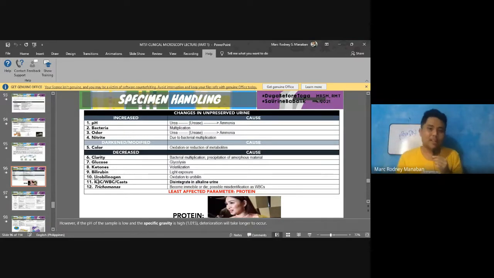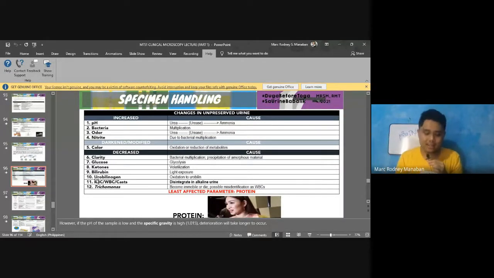So pH increases because of the urea, which will be converted by bacteria to ammonia. And ammonia is basic. So therefore, the pH increases. Bacteria, of course, increase because of proliferation. Odor increases because of the ammonia produced. Nitrite increases because of the conversion by bacteria of the nitrate in the urine to nitrite. Okay? So that's how you remember it. Pabaon, very easy. That's increased.